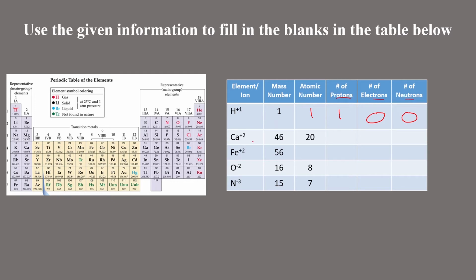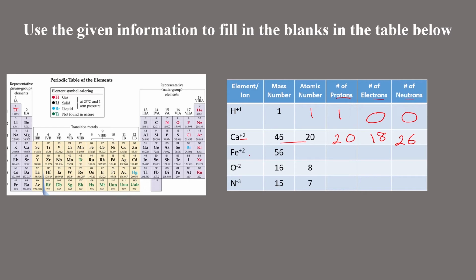For calcium plus 2, the atomic number is 20, so its number of protons is 20 as well. The number of electrons is going to be 2 less than 20, so the number of electrons is 18. The number of neutrons is going to be the difference between these two, which is 26.